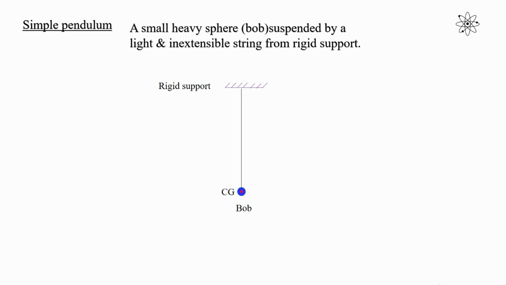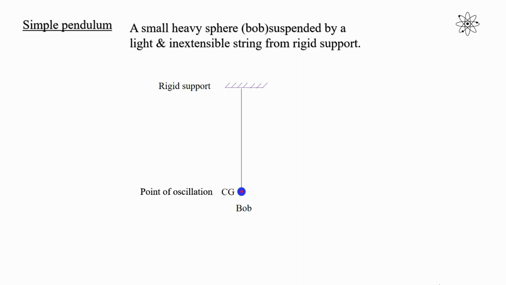As I compare the length of the string with the dimensions of the bob, the bob is very small compared to the length. Hence, this bob acts as a point mass. So, this center of gravity appears to perform oscillatory motion. Hence, this center of gravity point is also known as the point of oscillation.